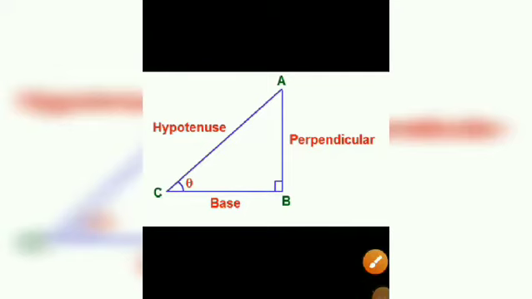In the previous class, we learned to find the sides of a right angle triangle, that is hypotenuse, perpendicular and base. Here in this figure, angle ABC is 90 degree. As I said before, the opposite side of angle 90 degree will be hypotenuse. Here angle ACB is theta, which is our considered angle. So the opposite side of considered angle will be perpendicular and the remaining side will be base.